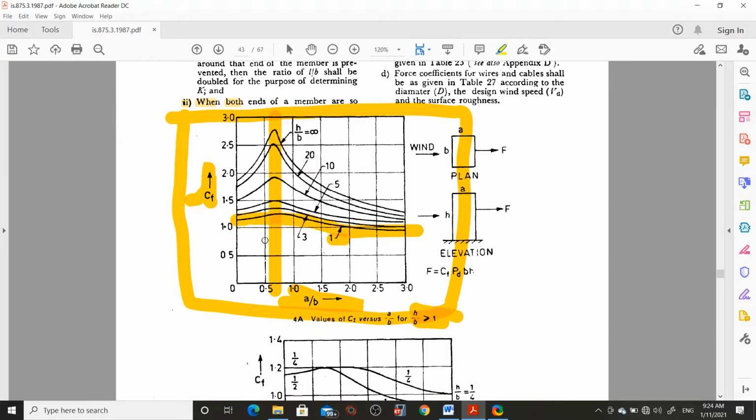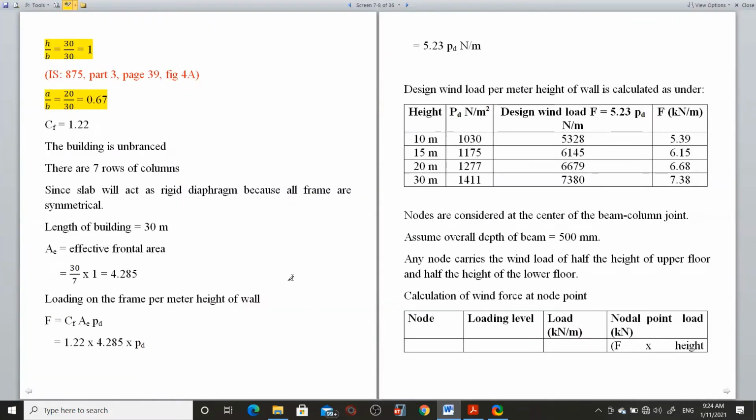Okay, so this is the meeting point, and by this we can say the CF value is more than 1 or less than 1.5. So approximately 1.2 or 1.3, between 1.2 and 1.3. So CF is 1.22. Okay, here the CF value is found.